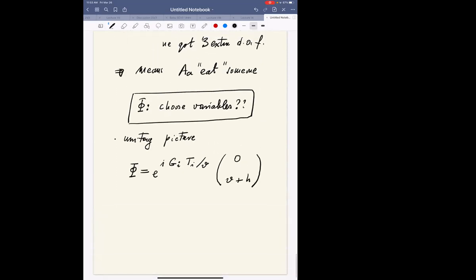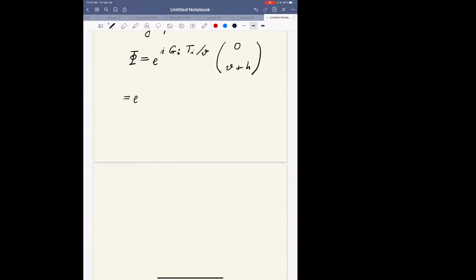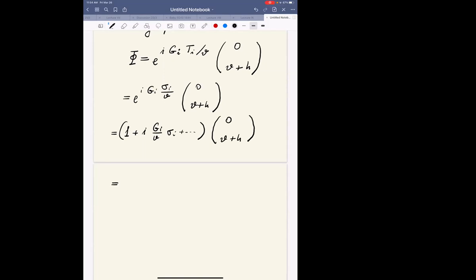Let me convince you that this is a perfectly legitimate choice. This is e to the i G_i sigma_i over v, times (0, v plus h). Let's do the leading term: 1 plus i G_i over v sigma_i, plus other terms. I just want to see what I'm doing to leading order, for example when I want to get rid of kinetic energies or whatnot. The higher orders are interactions. So what will I get? I will get (0, v plus h), 1 plus i... I'm summing over i, okay? Please, when I have a repeated index, I mean the sum.